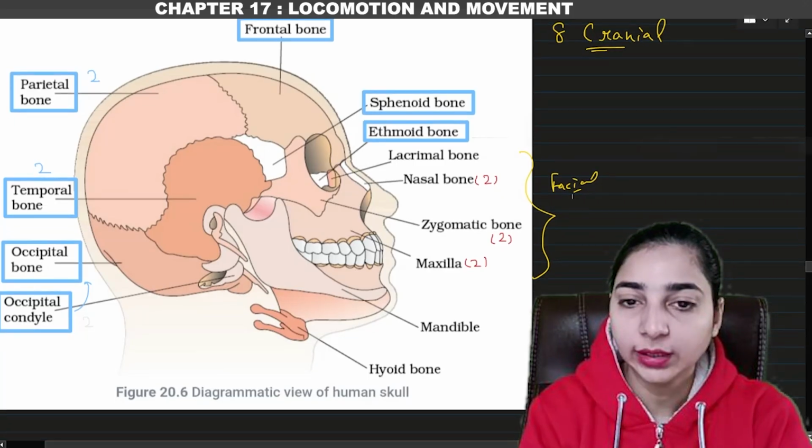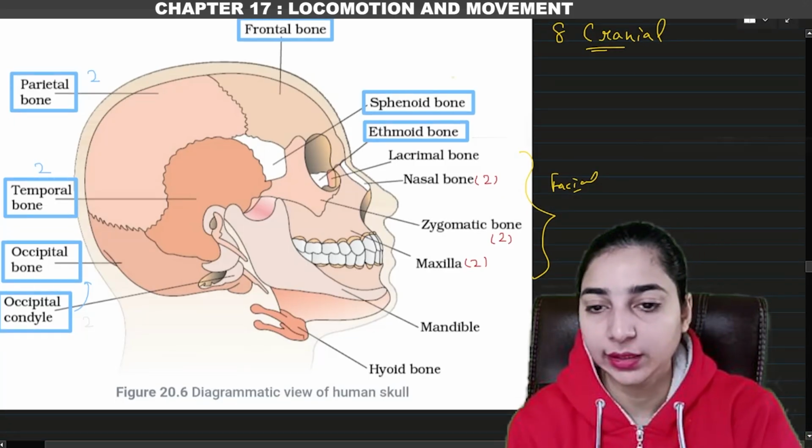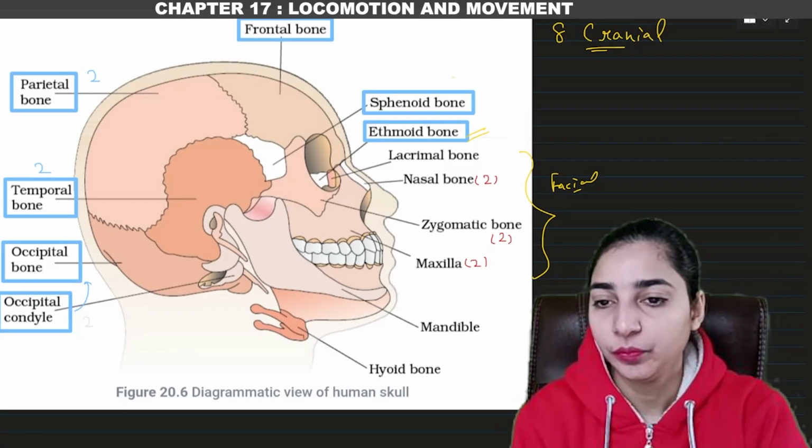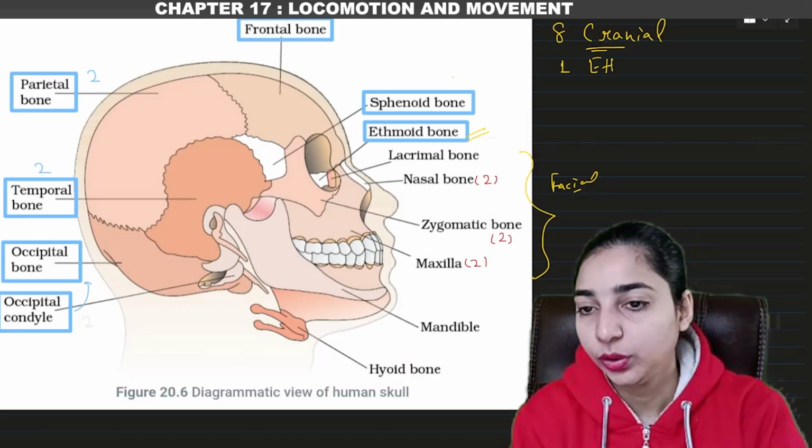So what are the cranial bones? You can see, let's start from the right hand side. One ethmoid bone.